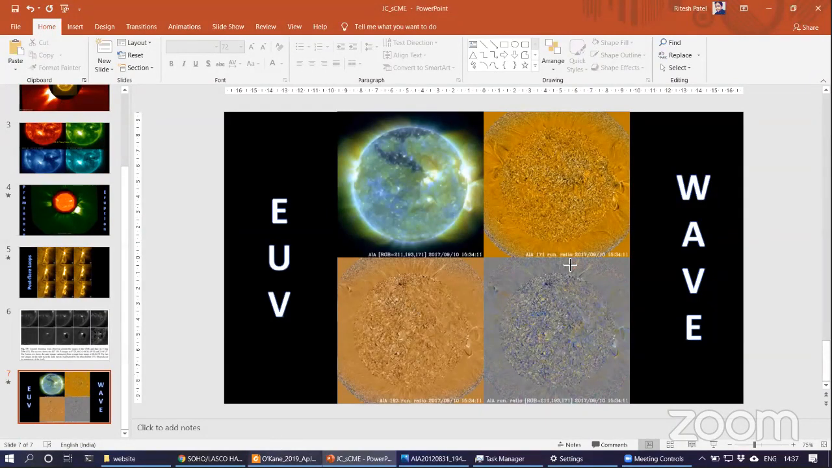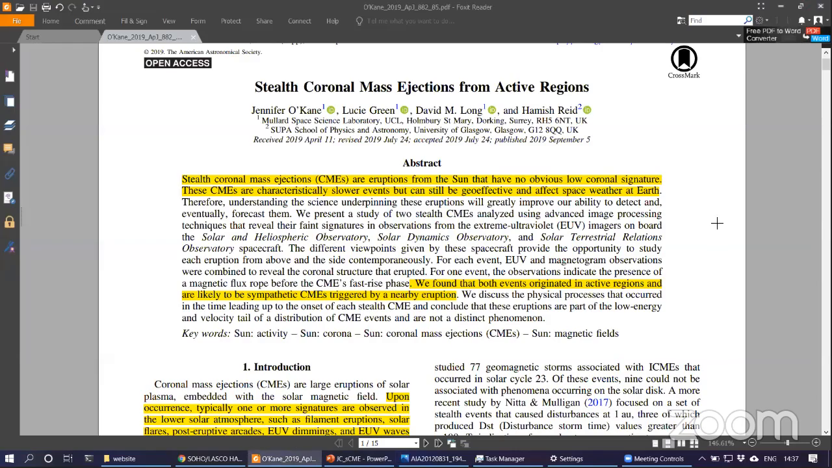So I'll just go back to the paper here. These people mentioned the stealth CMEs. As the definition goes, none of these kinds of signatures, which I just showed you till now, will be visible for stealth CMEs.